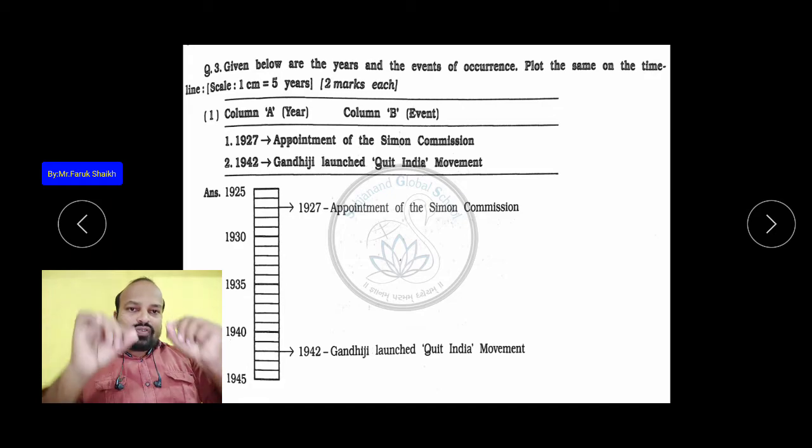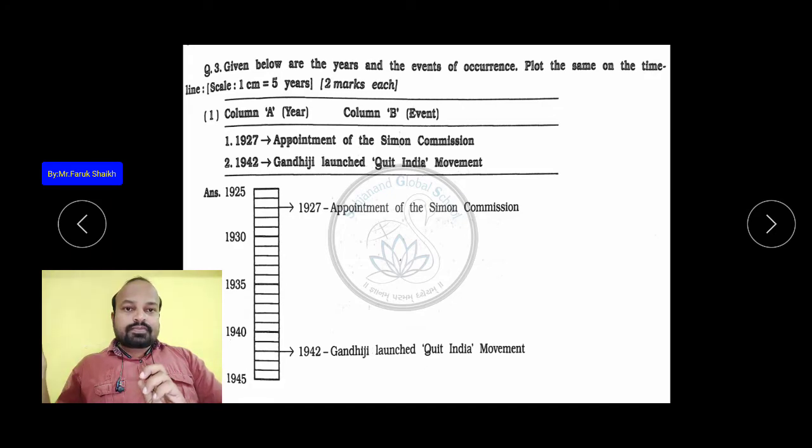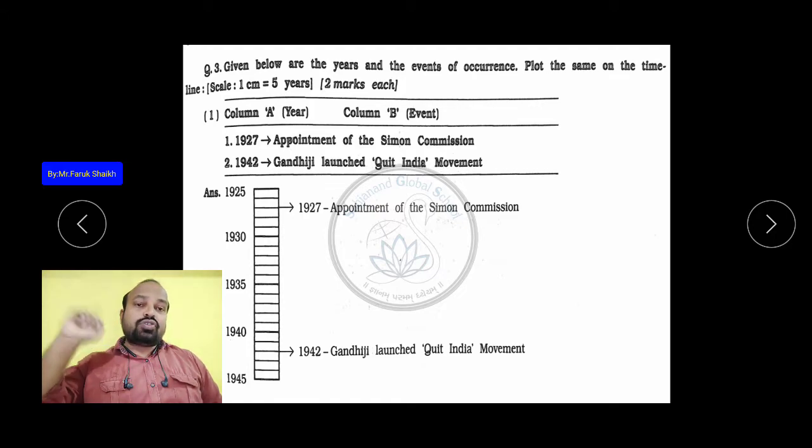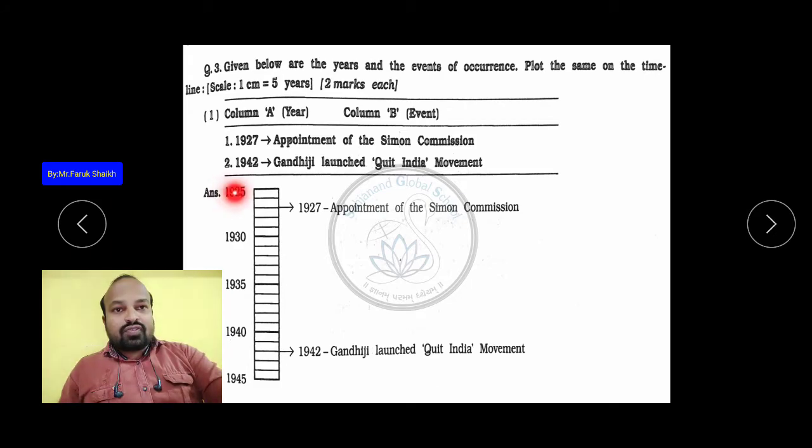It means after every 5 years we have to write the years on which side? You are opposite to me, so you have to show with your hands. Which is my side? Left side. So on our left side we have to write the years according to 5 years, skipping by 5: 1925, 1930, 1935, 1940 and 1945.